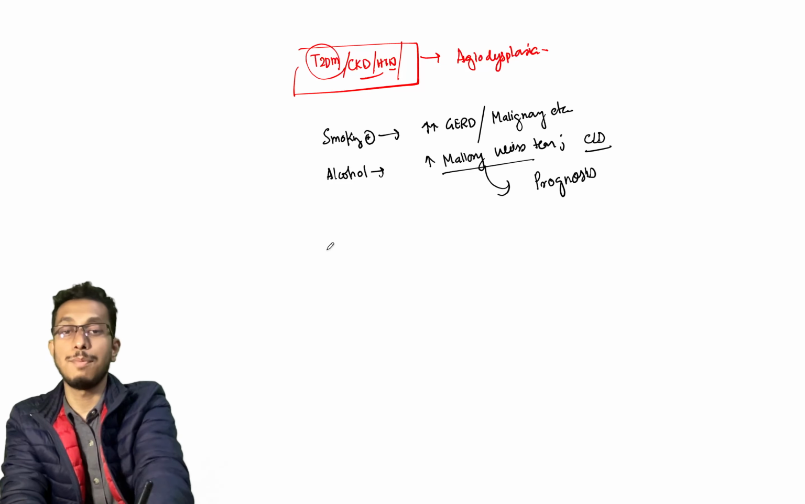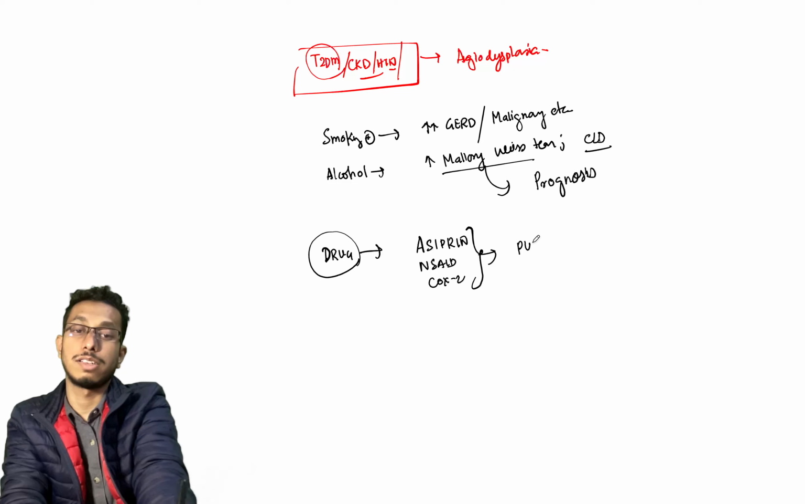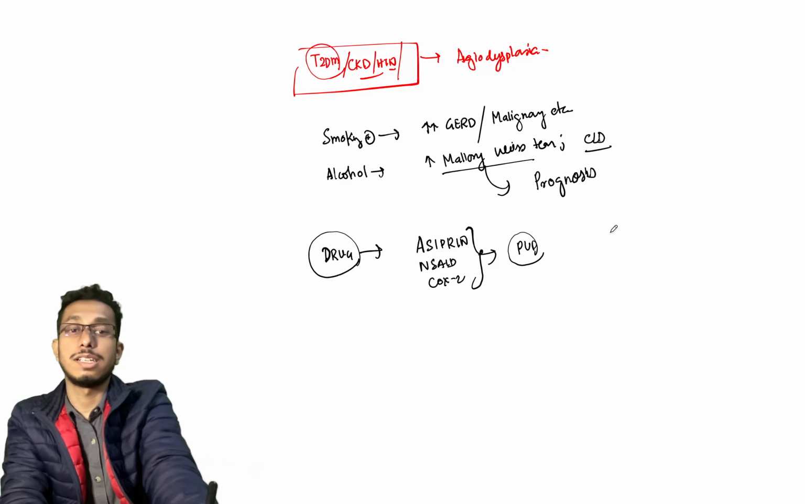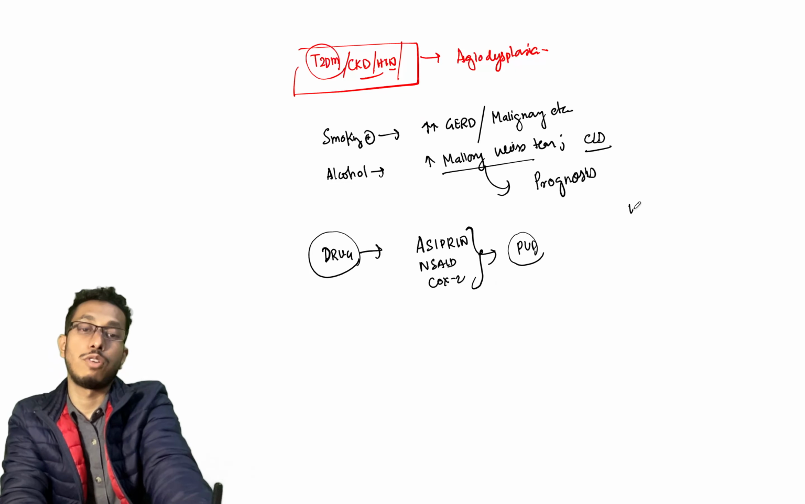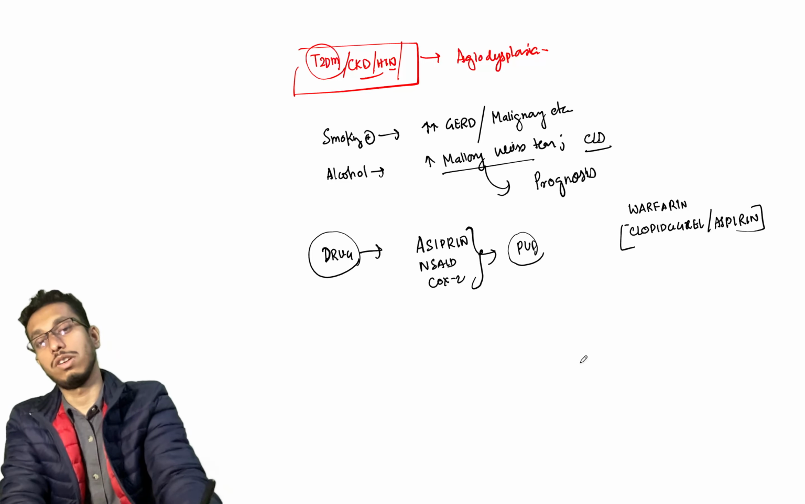Alright. Now, what are the important drug histories you need to take? Important drug history, for example, you need to know about whether there is history of intake of aspirin, NSAID, COX-2 inhibitor, etc., which promotes the development of peptic ulcer disease, or was the person taking any medication which increases the risk of bleeding, for example, anticoagulants like warfarin, or antiplatelets like clopidogrel, or aspirin for any other cause. All right. So these are the important history.